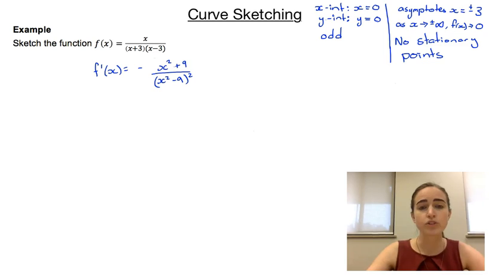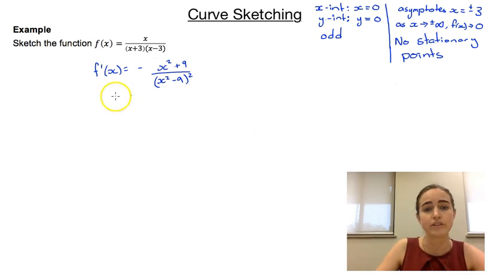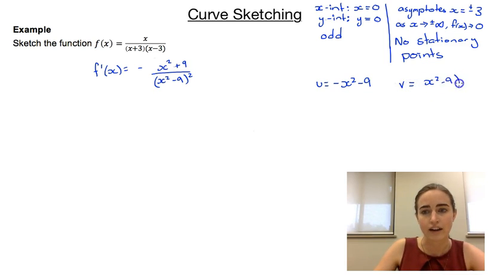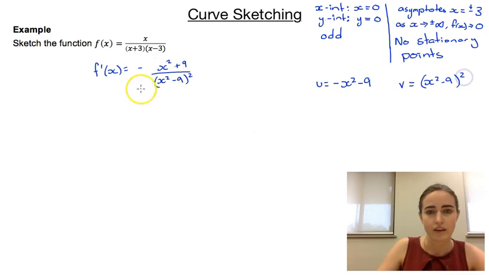Okay, the last thing we want to do is check to see if there's any points of inflection, and then we can have a look at the concavity of our curve as well. So to do that, we need to have a look at our second derivative. So our second derivative, we're going to let u equal that minus. Now that minus is out the front, so if we attach it to this numerator, we're going to have minus x squared minus 9. And our v will be our x squared minus 9 squared. So differentiating those, we would end up with minus 2x.